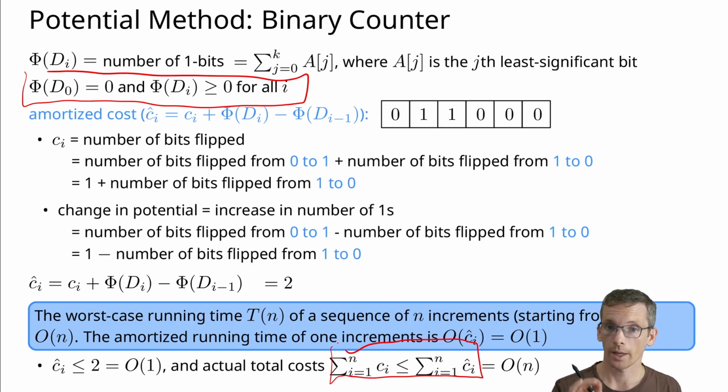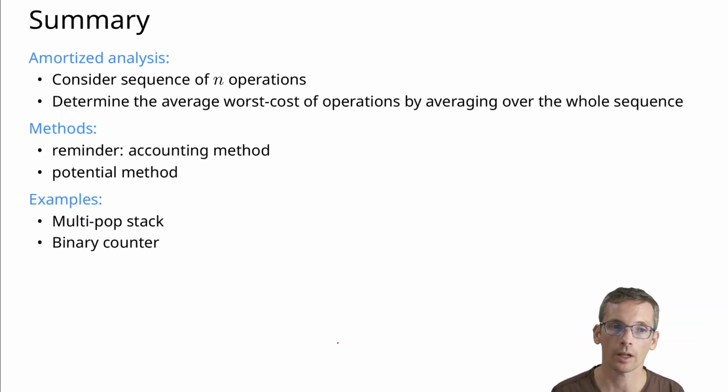So what have we seen? We've looked at the counting method to then from there go to the potential method, and the examples were multi-pop stack and binary counter, and that's all for today.